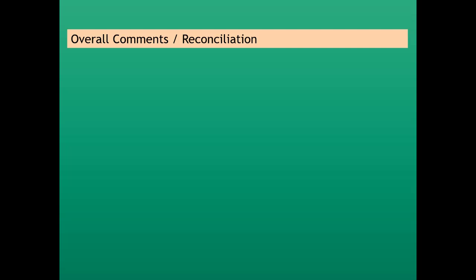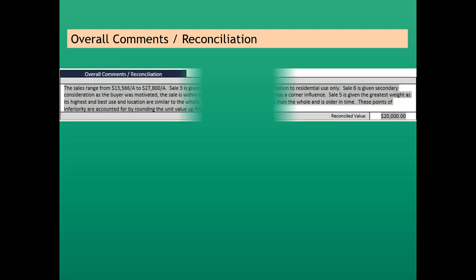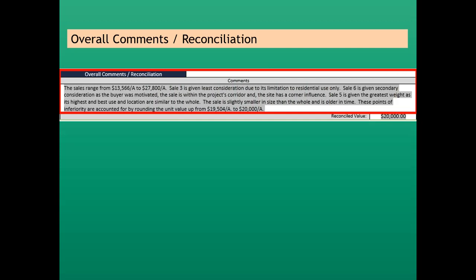All right, so now that we've got the three sales listed on the value analysis report, we've got to reconcile all that information. That's what we're going to do in this section. The sales range from $13,566 per acre to $27,800 per acre.